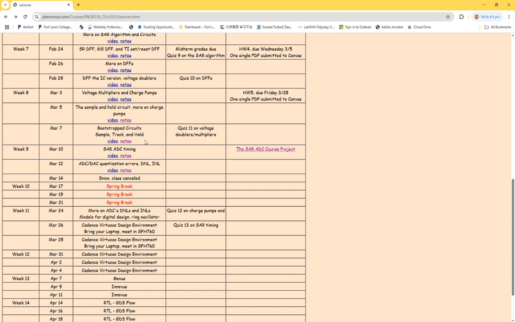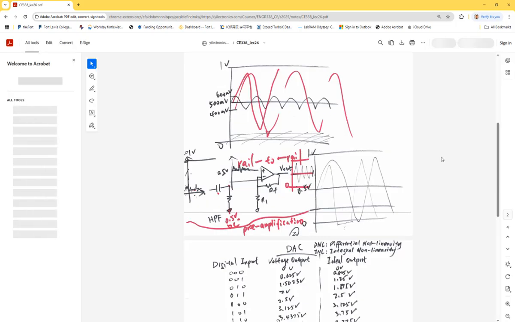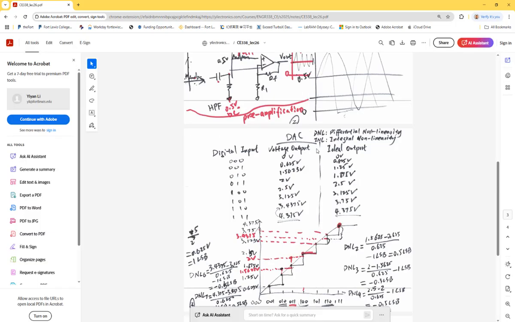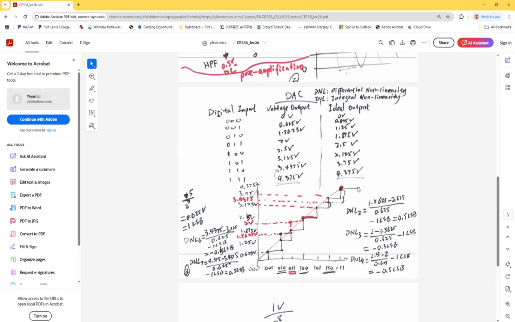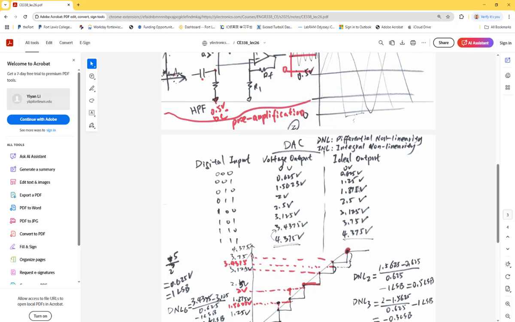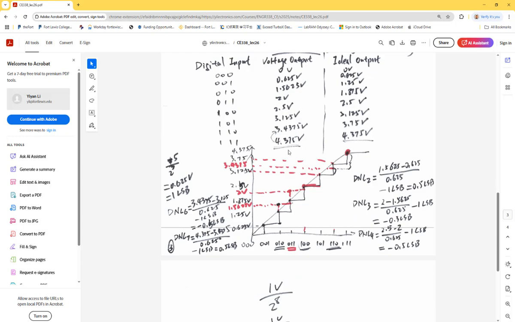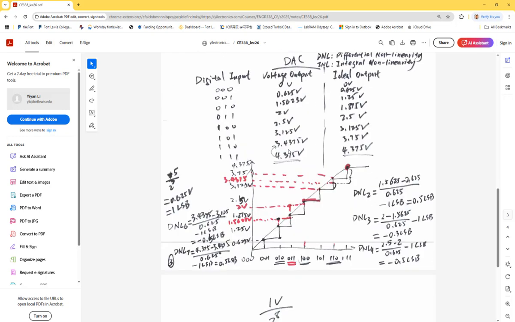While we are calculating DNL and INLs, we are going to use it for the course project. So we were able to cover the calculation for the DNLs for the DAC, not ADC, but the DAC. How do we do that?